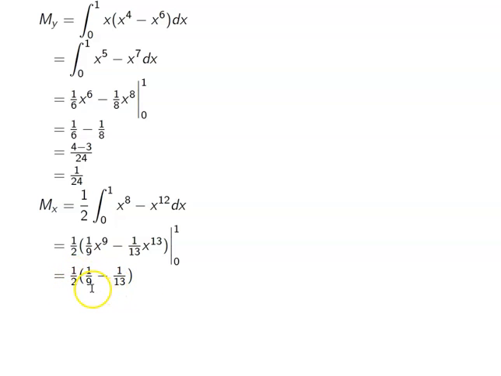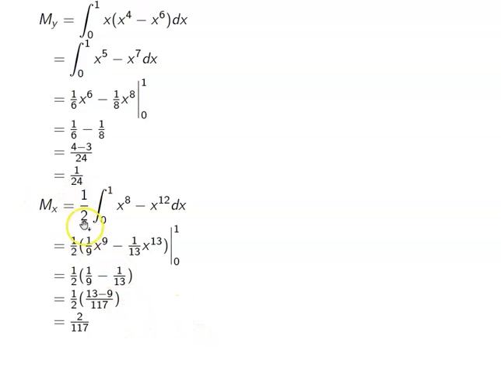Here, in order to get the common denominator, I multiply this top and bottom by 13, this top and bottom by 9. Okay. Common denominator in that case is 117. The difference here is 4, but I'm dividing that by 2, so that's 2 over 117. Okay. So I got my moment about y, my moment about x, and now I need the mass of the system. So that is the integral.